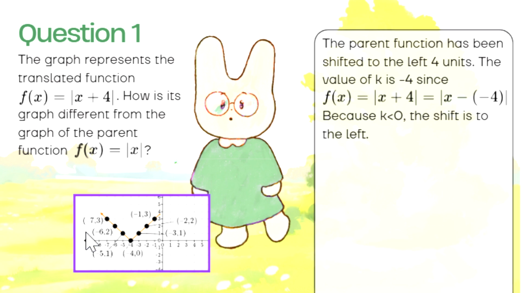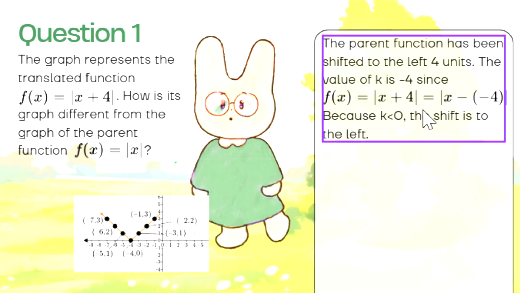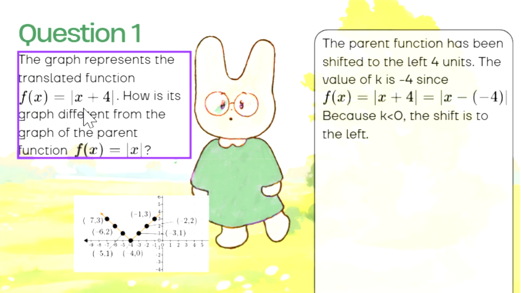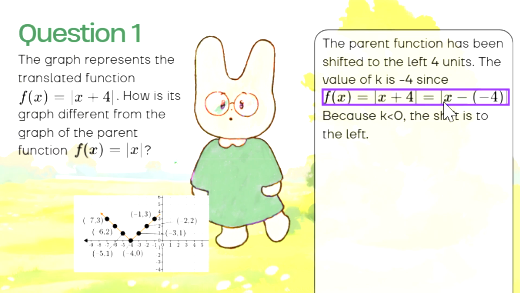So you're going to subtract 4 from each of these x values. So this one would become (-11, 3). This would be (-10, 2). Okay, this is what the new formula is going to look like. So this is the original formula, f of x is equal to the absolute value of x plus 4, which it gave us over here. And then it's going to be x minus negative 4.